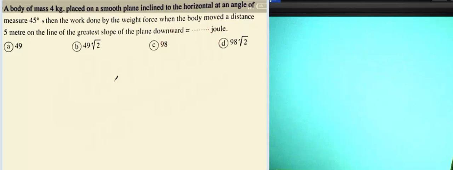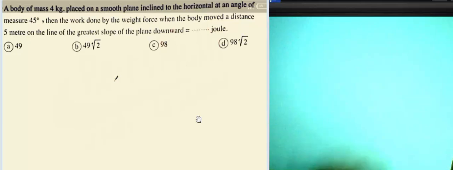My students, look with me at this question about dynamics from the Al-Moasser book. A body of mass 4 kg is placed on a smooth plane inclined to the horizontal at an angle of measure 45 degrees. Then the work done by the weight force when the body moves a distance of 5 meters on the line of greatest slope of the plane downward. He asked about the work.